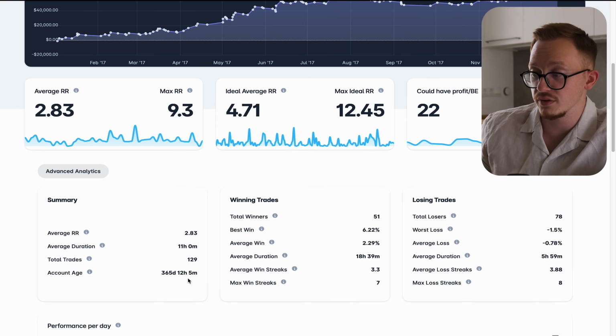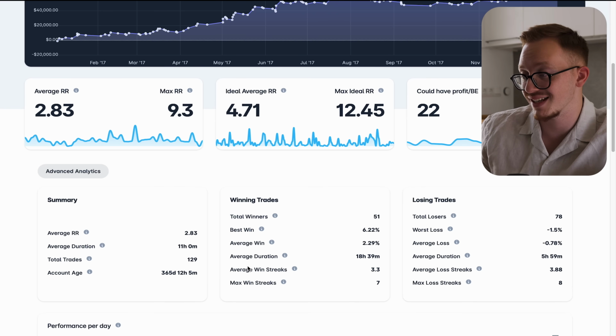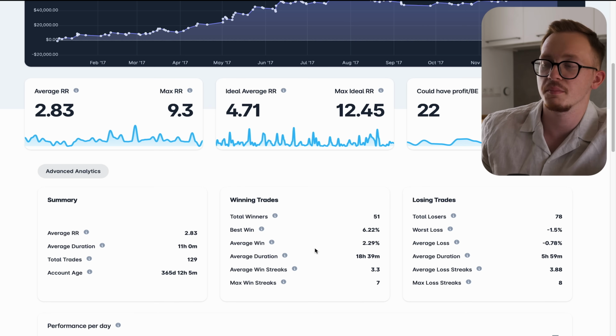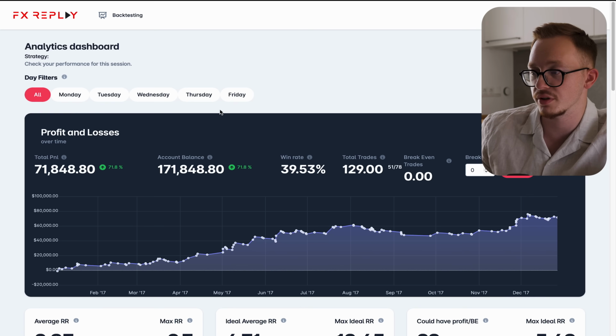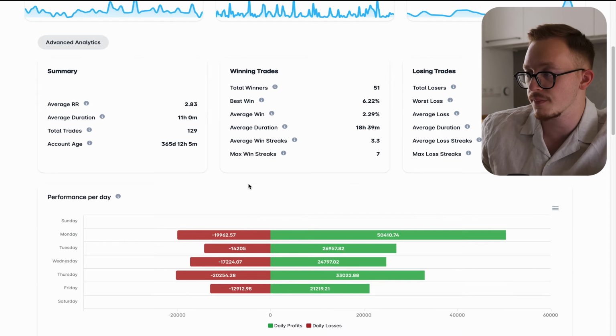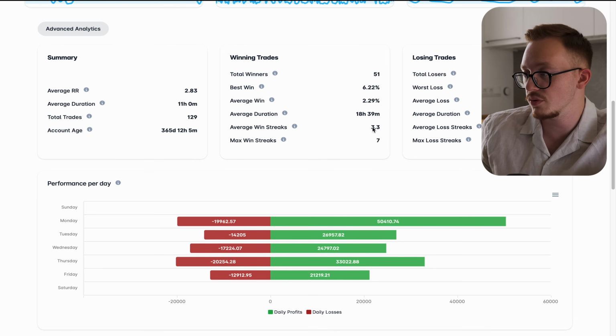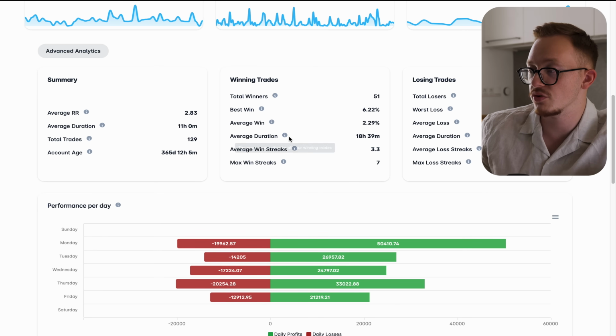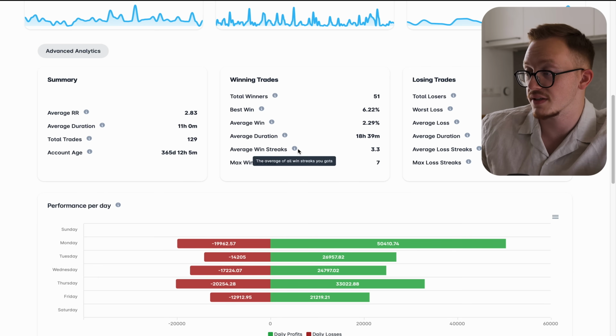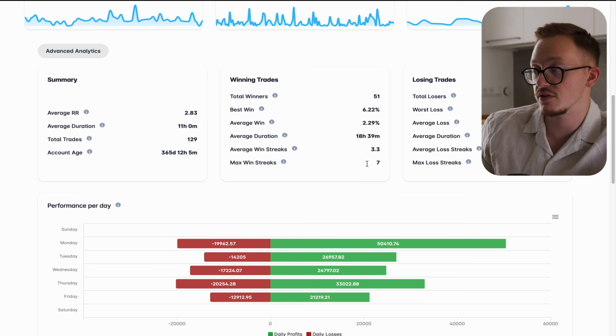Then total trades and the account age, as you can see, 365 days is exactly a year. Then total winners was 51%. My best win was 6.2%, but FX Replay calculates this on your current account balance. So in reality, it was 9.3%. And my average win 2.2, so this will probably also be a bit higher. Then the average duration of my winning trades, noticeable, a lot longer than my average duration overall, right? Then my average win streak is 3 and my max win streak is 7 trades in a row.